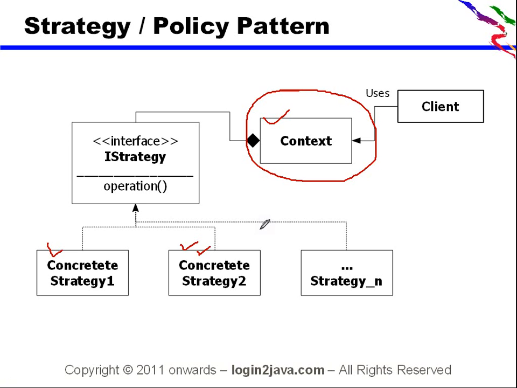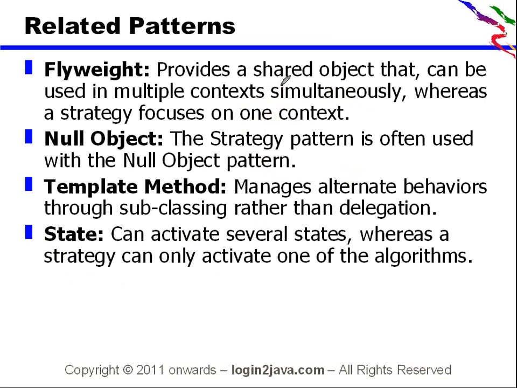Related patterns. Flyweight provides a shared object that can be used in multiple contexts simultaneously, whereas strategy focuses on one context. So this is another pattern that is similar to the strategy pattern, but it can be used in multiple contexts simultaneously. Null object: the strategy pattern is often used with the null object pattern. The null object pattern basically reduces the chances of a null pointer exception.